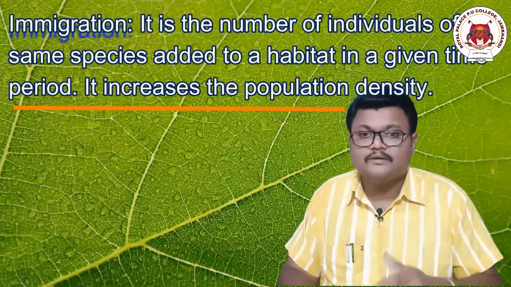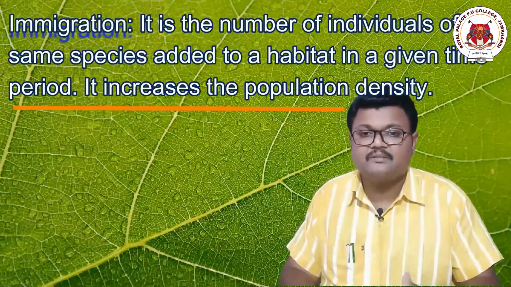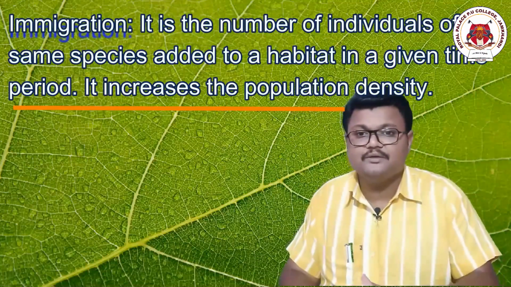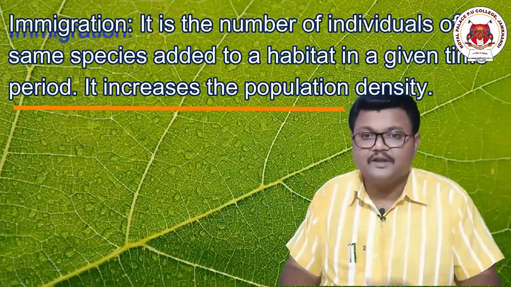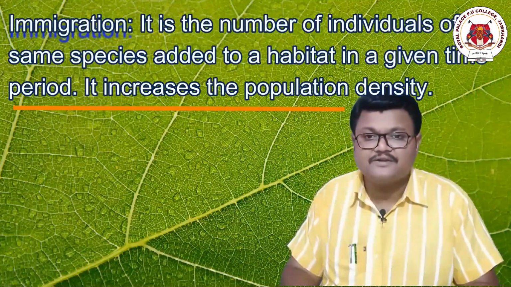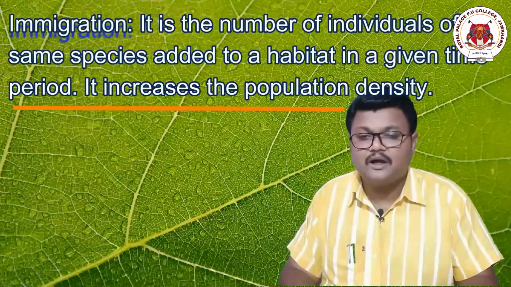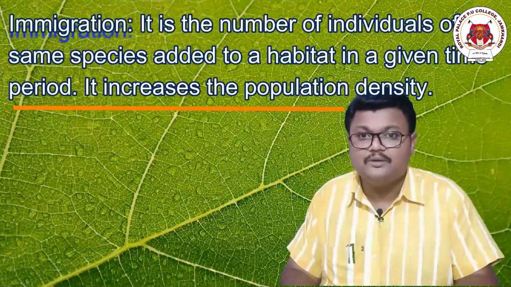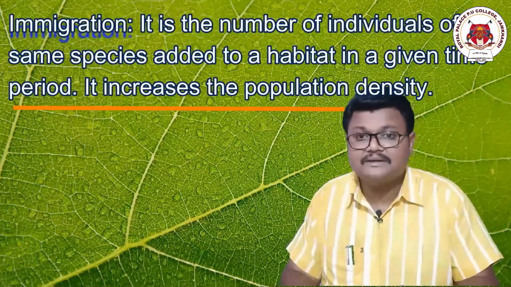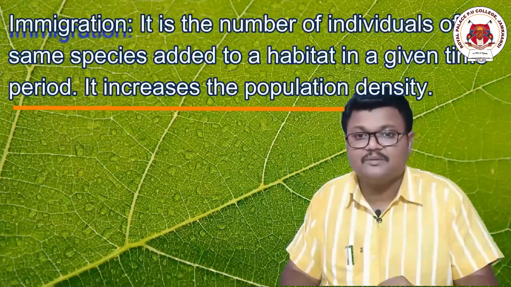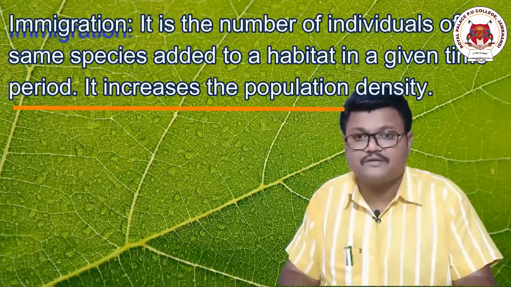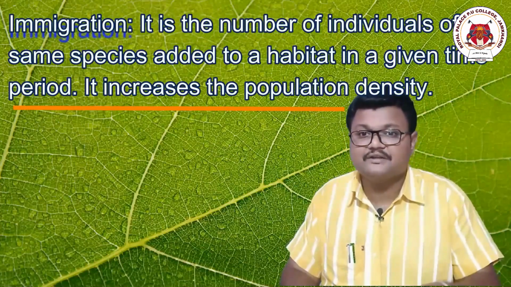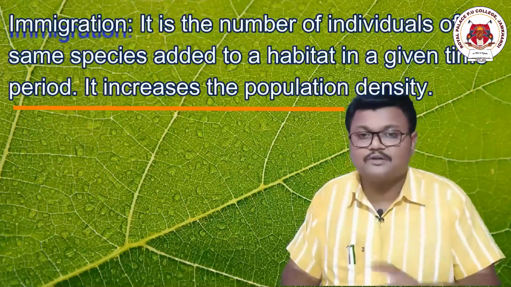It indicates that some members of the same kind of species from a different ecosystem entered into ecosystem A, which tells us that immigration is a phenomenon wherein the total number of the same kind of species is added to the ecosystem or a population at a given point of time and a given place in a given geographical area. This is called immigration. Immigration is nothing but addition of members to that group or population.